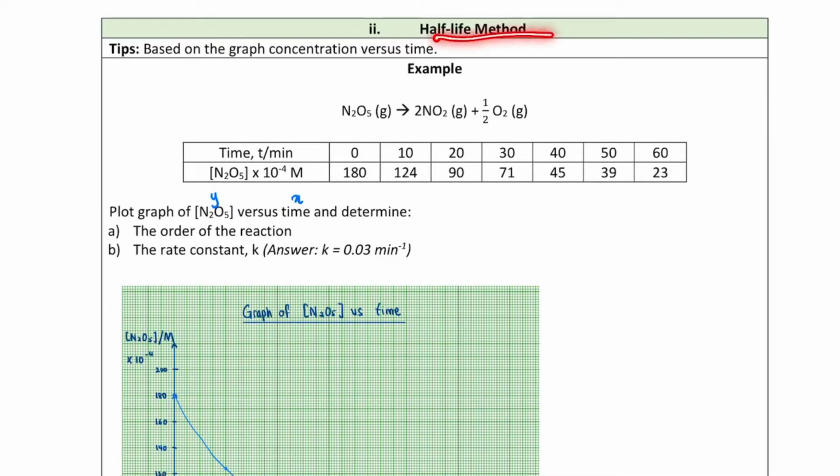So, half-life method. The half-life method tips dia adalah based on the graph of concentration versus time. That means if you want to determine the order of reaction by using the half-life method, you have to plot a graph of concentration versus time, sebab graph half-life memang concentration versus time. Concentration will be the y-axis and time will be your x-axis.